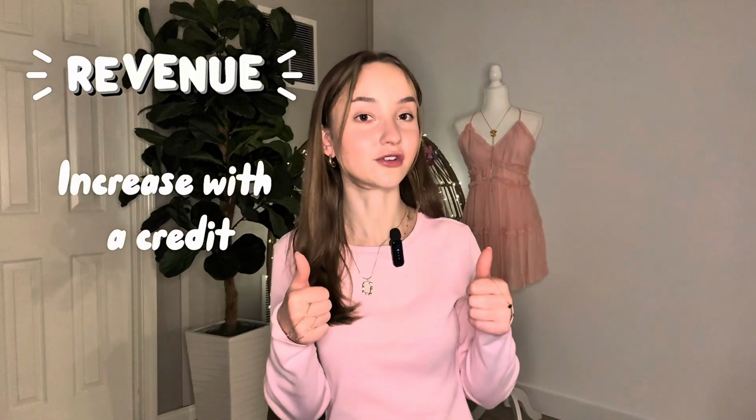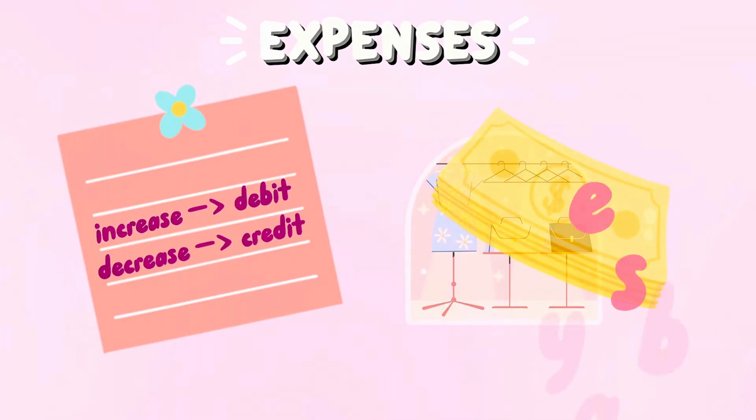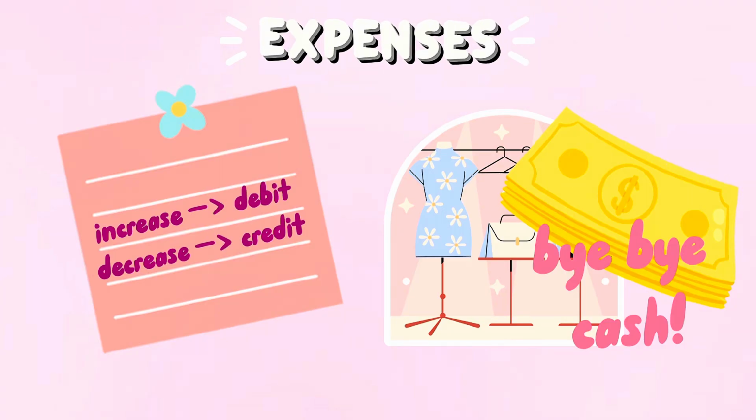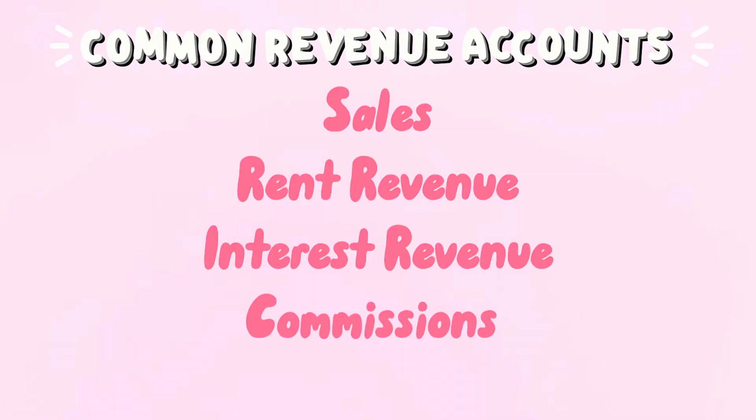There is no mind game when it comes to revenue. Revenue is going to be increased with the credit because it is money that is coming into the business. Expenses mess with your head just like dividends. They increase with the debit because it is money I am expending and money I will not be keeping in my retained earnings. The name of our revenue account depends on what it is that I'm selling as the business, but here are a couple of the common ones: sales, rent revenue, interest revenue, and commissions revenue. What matters here is that they are all revenue accounts and that they are money that is coming into the business from something we sold.